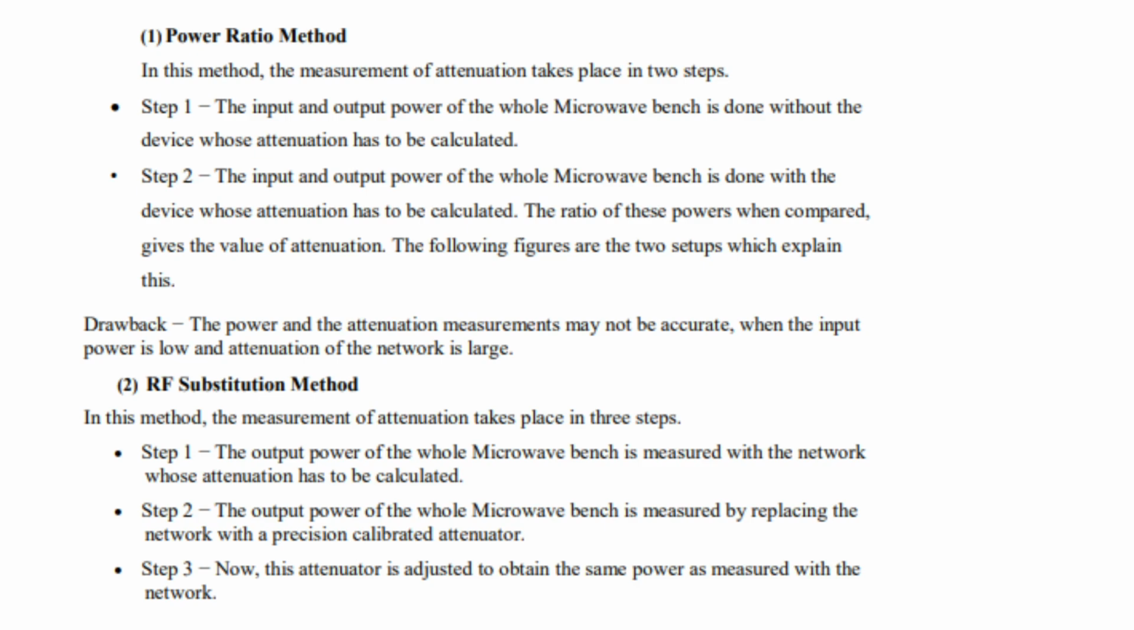The drawback of the power ratio method is that the power and attenuation measurements may not be accurate when the input power is low and the attenuation of the network is large. And the next one is the substitution method.